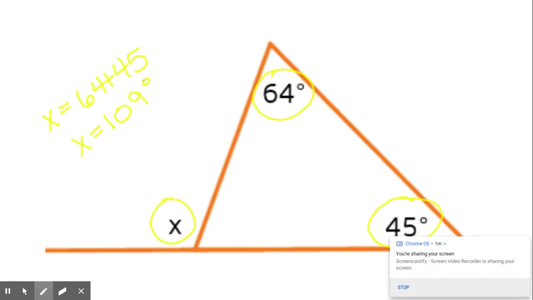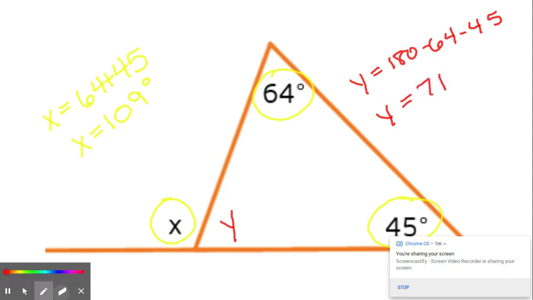Again, the other way you could have done this is, let's say we call this y. y equals 180 minus 64 minus 45. If we take 180 minus 64 minus 45, that gets me 71. So if y is now 71, we know that it creates a linear pair here, and linear pairs add up to 180. So we could take 180 minus 71, and again, it gets us 109.